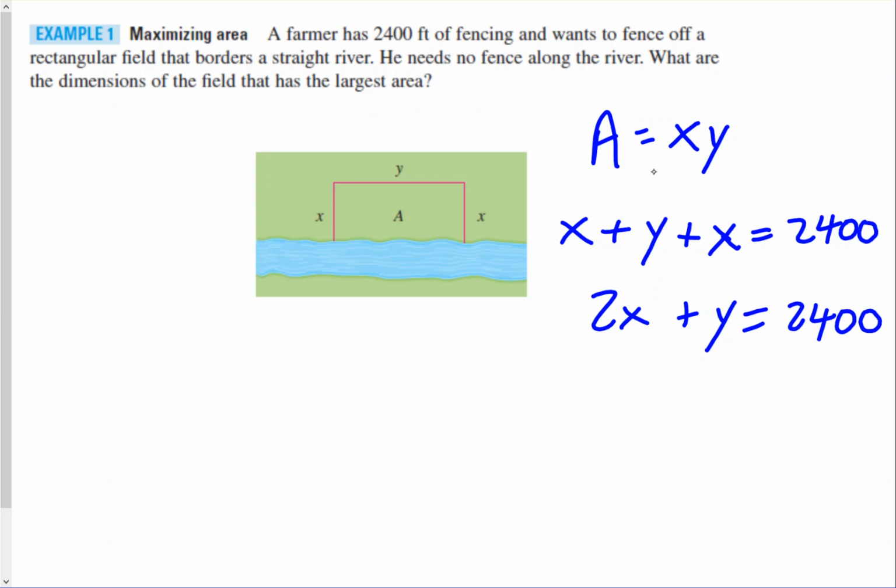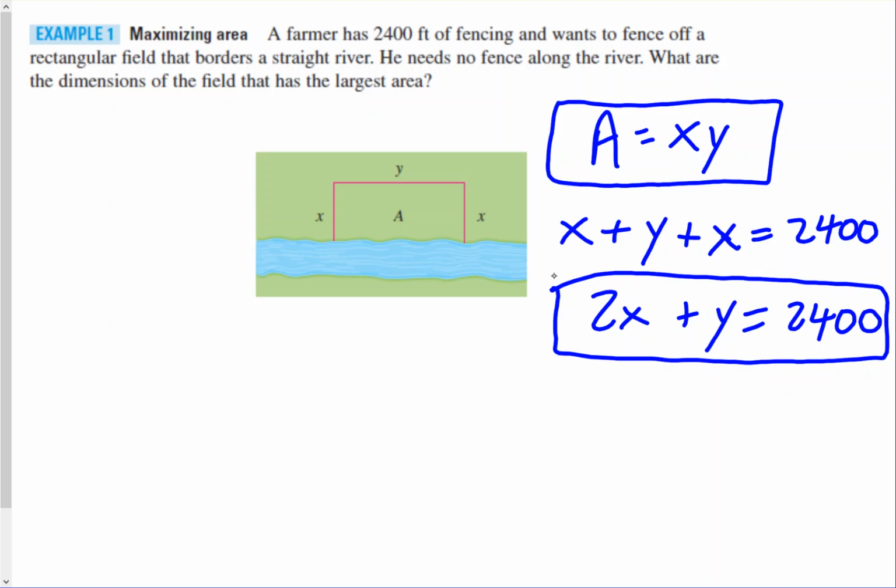Now, for us to be able to maximize this area, it's easier if we had just an equation in terms of one variable. So this is the main equation that we're going to maximize. Now we have a secondary equation that'll help us. This is going to help us get our equation in terms of one variable. If I want my equation in terms of x, I could solve my secondary equation for y, and then plug it in place of y, and then my equation for area will be in terms of x.